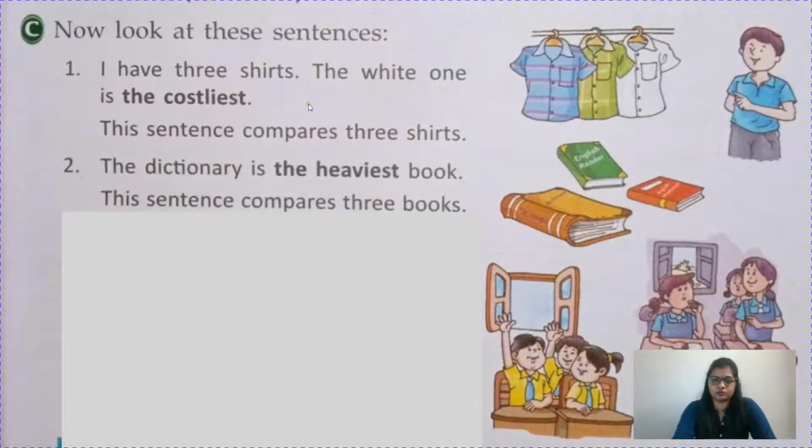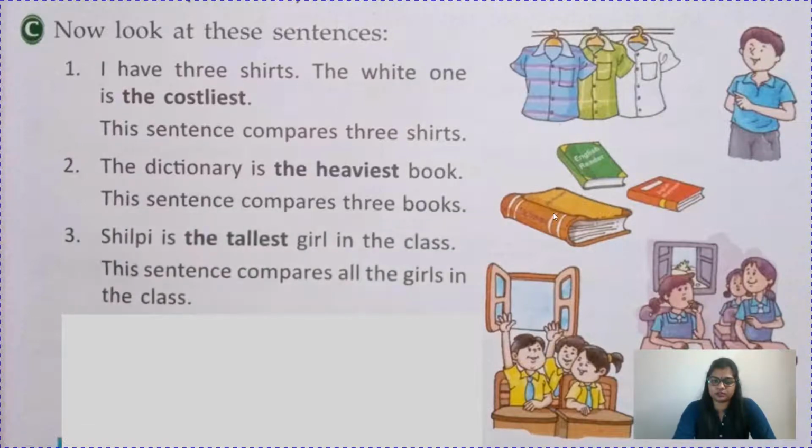And you know, in this superlative degree we use: the dictionary is the heaviest book. So we have kept here 3 books and we are talking about which is heavy and which is not heavy. So we can see the dictionary, it is the heaviest. So again this sentence compares 3 books. Now let us talk about these 3 girls. Shilpi is the tallest girl in the class. So this sentence compares all the girls in the class.